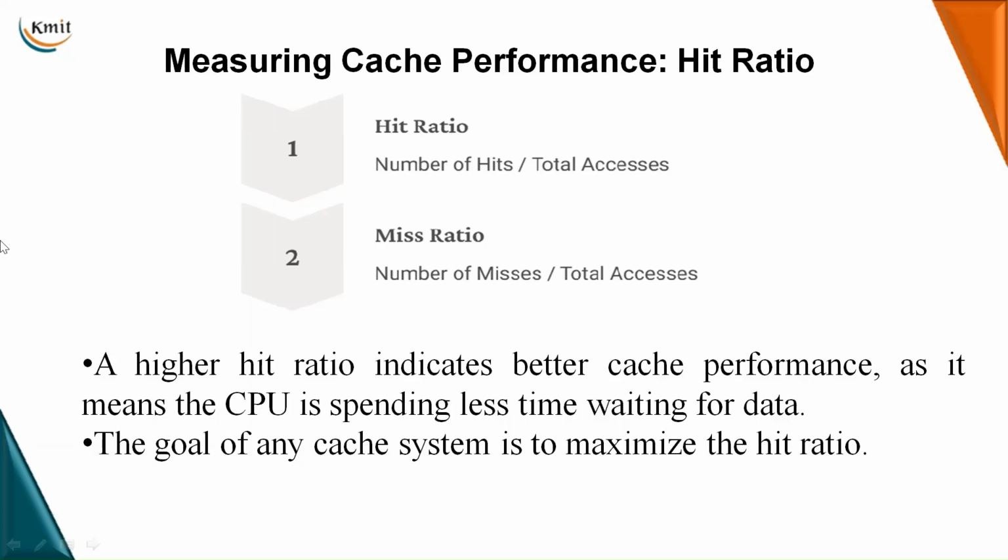So the goal of any cache system is to maximize the hit ratio. The hit ratio should be very high so that the CPU need not go and access the main memory, get that particular word from the main memory, place it into the cache and then access it. That is how we measure the performance of your cache memory.